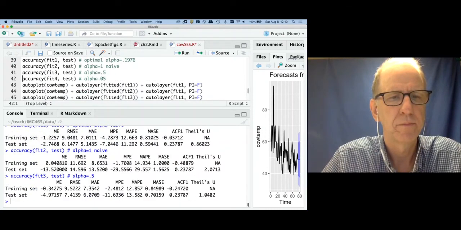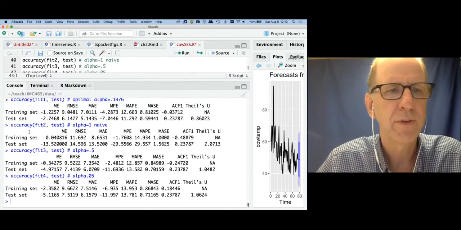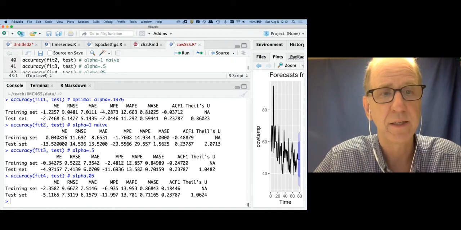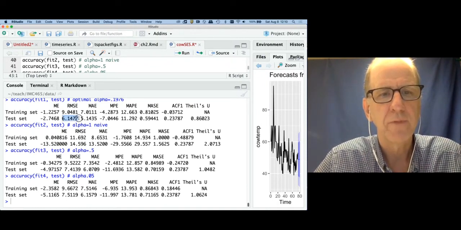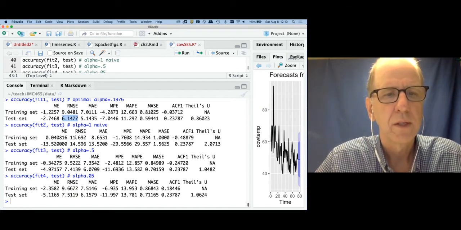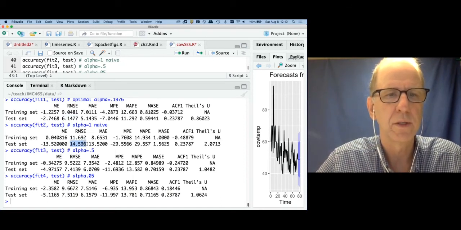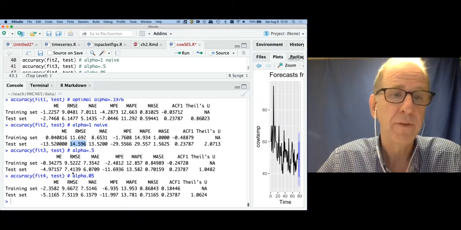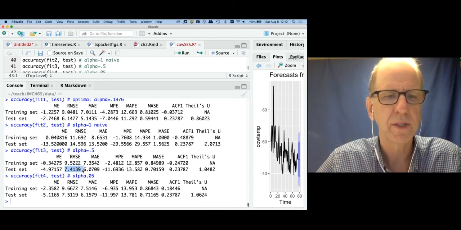So here are these four sets of predicted values. What I would be doing in real life would be comparing the test set RMSE values. And so what you'll see is the value that R chose gives me the smallest RMSE value. So naive is not doing very well. The RMSE is more than double. With an alpha of 0.5, I'm smoothing a bit, but not enough. And so you'll see my RMSE is higher.